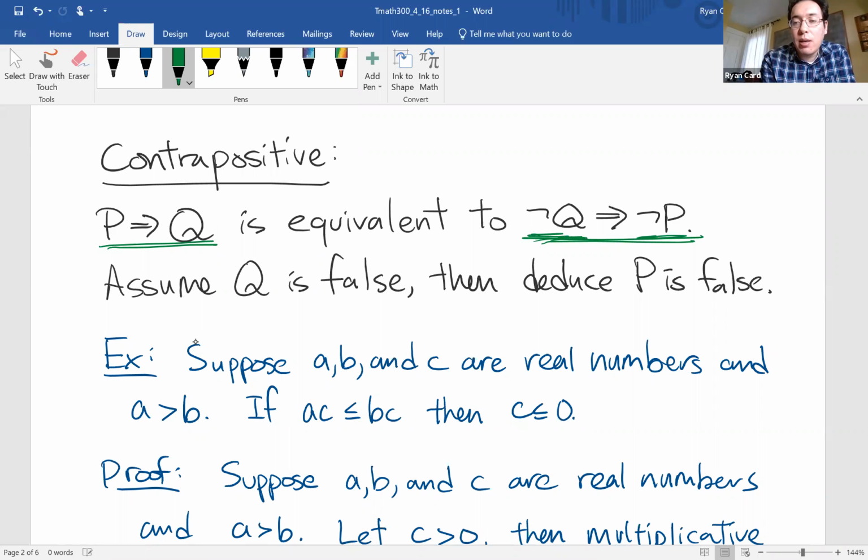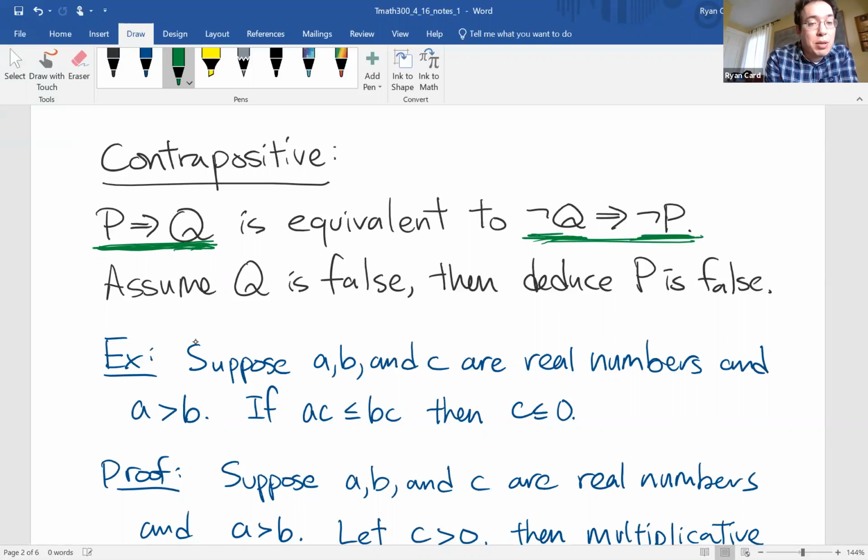the truth of Q, and say the negation of the consequence implies the negation of the hypothesis, that happens to be logically equivalent to P implies Q. So sometimes this is a more straightforward way to prove that. So this gives us a different technique to prove.